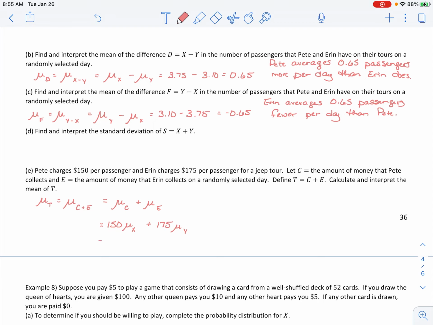And then our rule was, if you're multiplying, go ahead and multiply your average by that constant. It's not like the standard deviation where you don't add it. You do multiply. So this average gets multiplied by 150. This average gets multiplied by 175. So that's Aaron's average number of customers. And then I can find that it would be 1,105. Pete and Aaron expect to collect a total of $1,105 per day on average, again, over many randomly selected days.